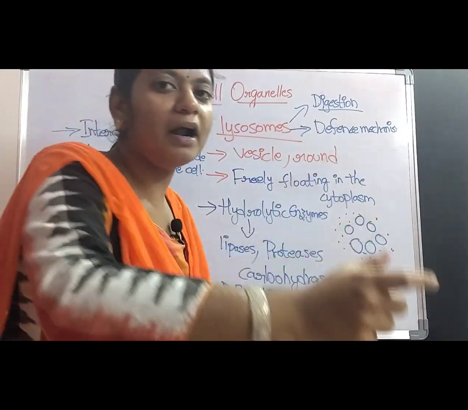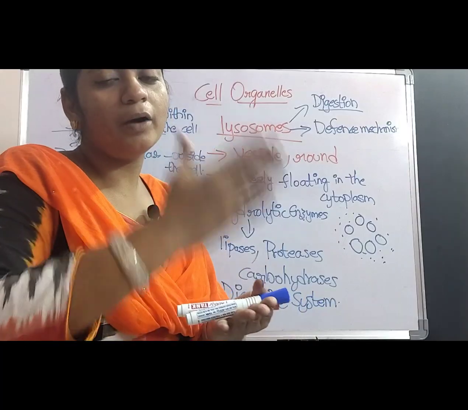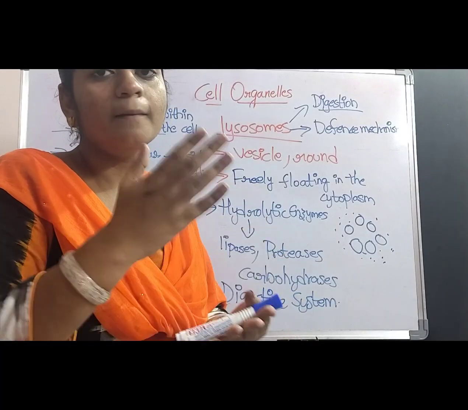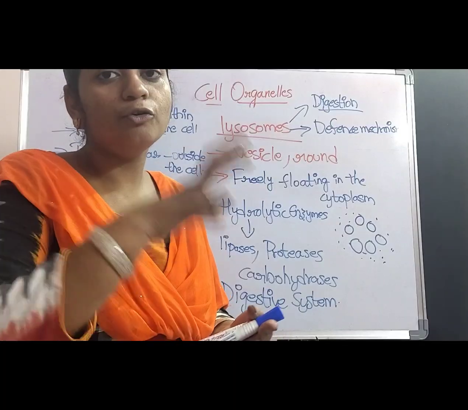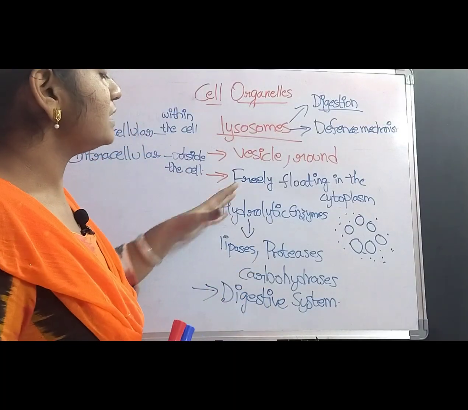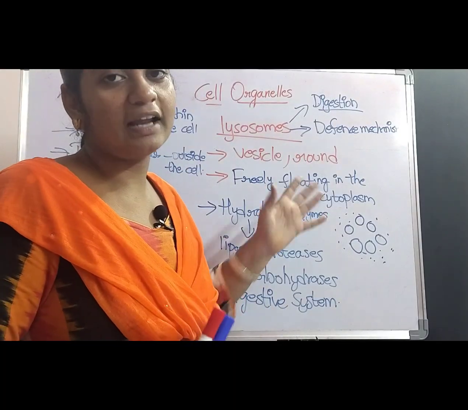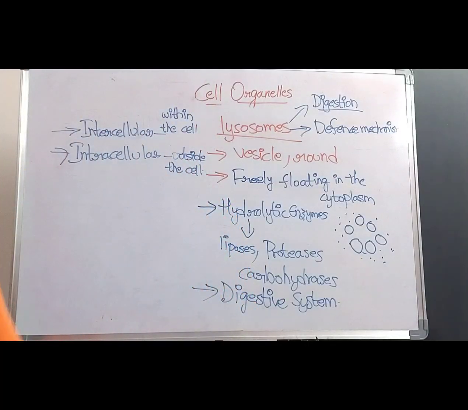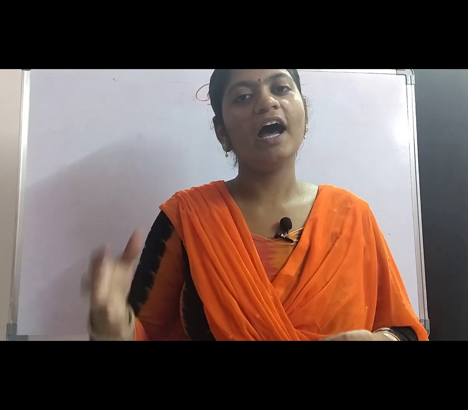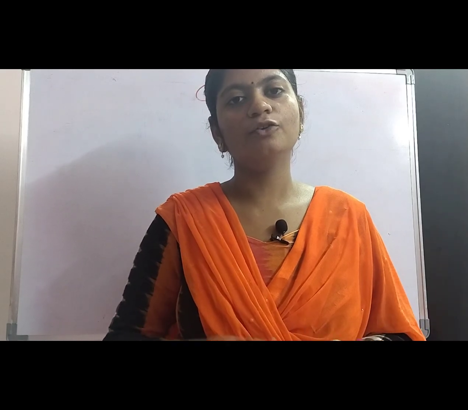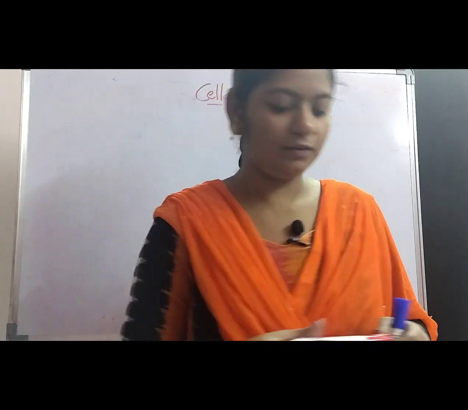If any foreign particle enters the body, the lysosomes help in the breakdown process and remove those foreign particles from the eukaryotic cell. So this is about the complete structure and function of the lysosomes. And now we are going to discuss another cell organelle which is present in the eukaryotic cell, that is the vacuole.